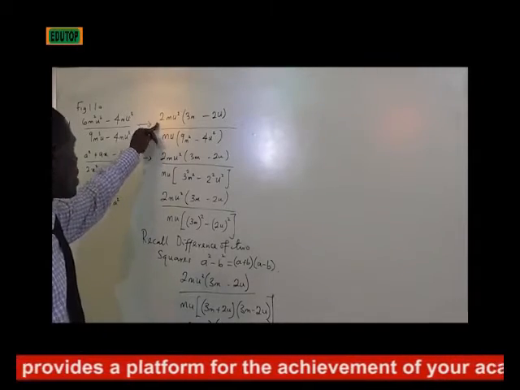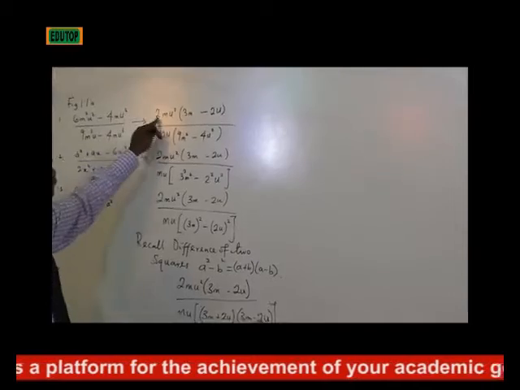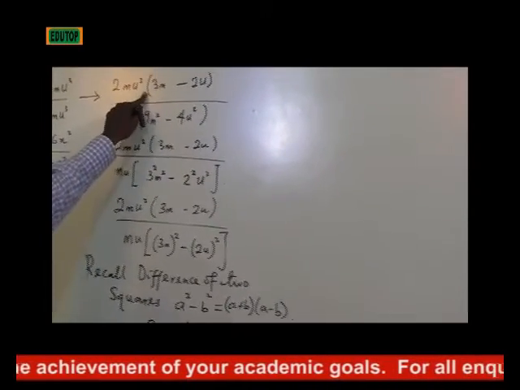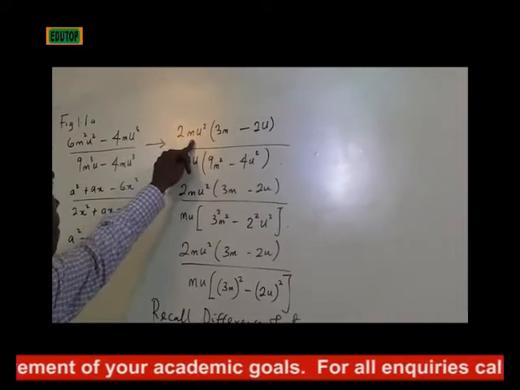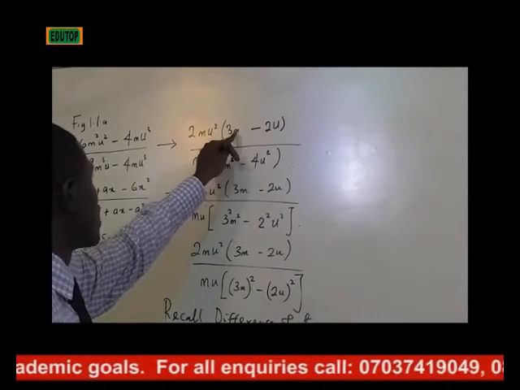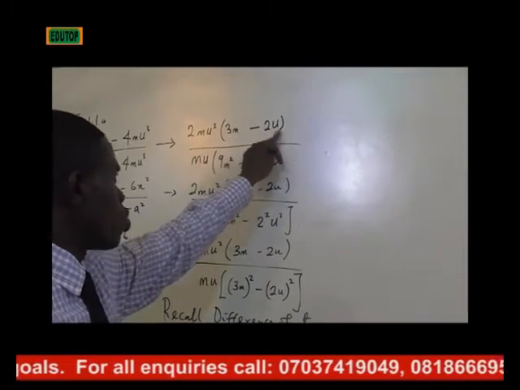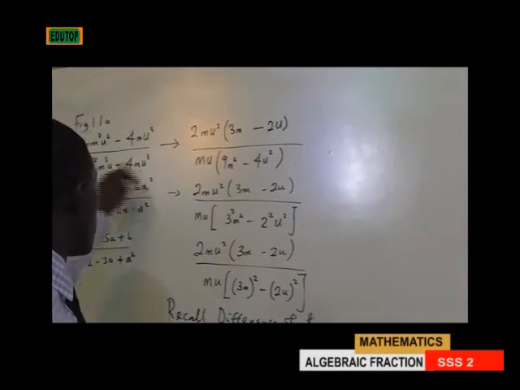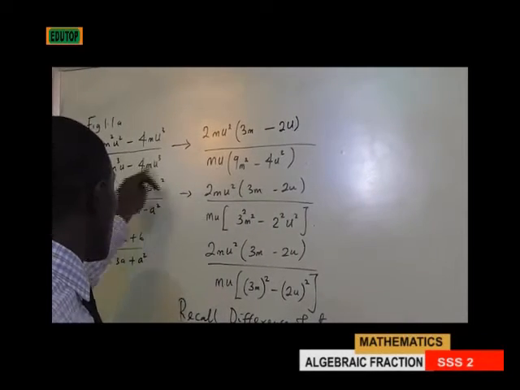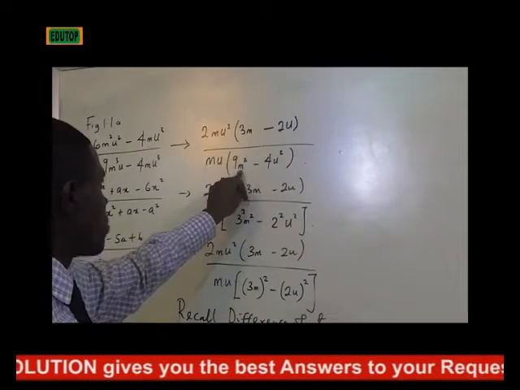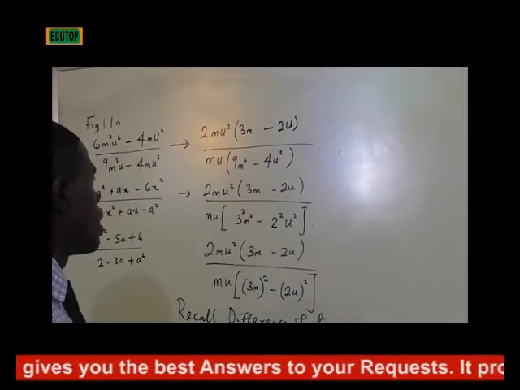Now from the top here, 2mu square is common to the two terms. So I brought out the 2mu square. Then here I'll be left with 3m minus 2u. That is the numerator. Then the denominator, I brought mu, which is a factor of both terms, out. Then I'll be left with 9m square minus 4u square.